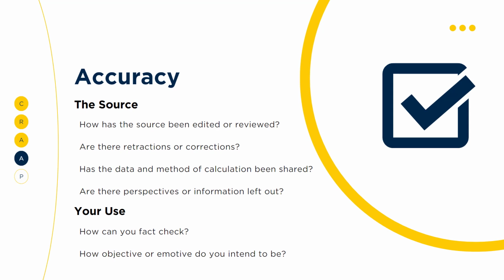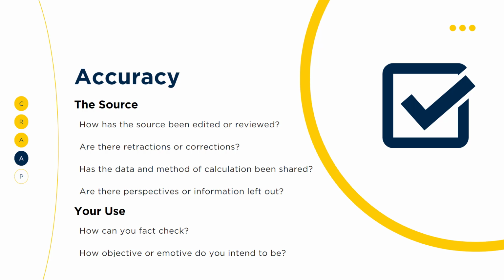When considering accuracy, look into how you can fact check the source. Has it been edited or reviewed? Is it coming from a peer-reviewed journal? Are there retractions or corrections to a piece? Are there updates to it if it's breaking news with timestamps? In research articles, do they share their data and method of collection or calculation in some way? Another thing to consider is if there are any perspectives or information left out that you might be expecting to see. Again, many journal articles are focused on one single study or experience.